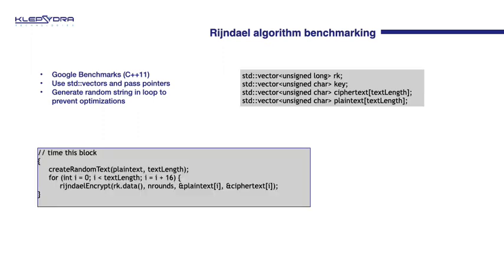The Rijndael algorithm is quite simple. You have a random plain text, and the text is divided in smaller blocks, and each block is encrypted using Rijndael. As simple as that.